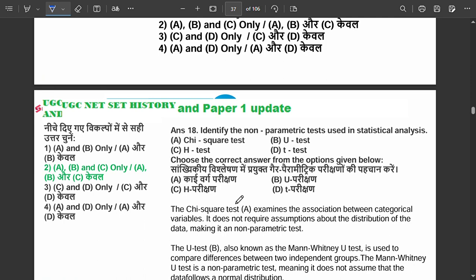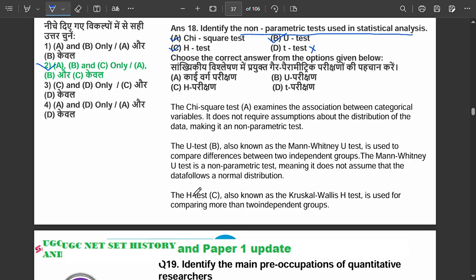Next, question number 18. Identify the non-parametric test used in statistical analysis. A, chi-square test, B, U test, and C, H test. So A, B, C was the correct answer. Option number 2. T test was incorrect. So A, B, C was the correct answer.